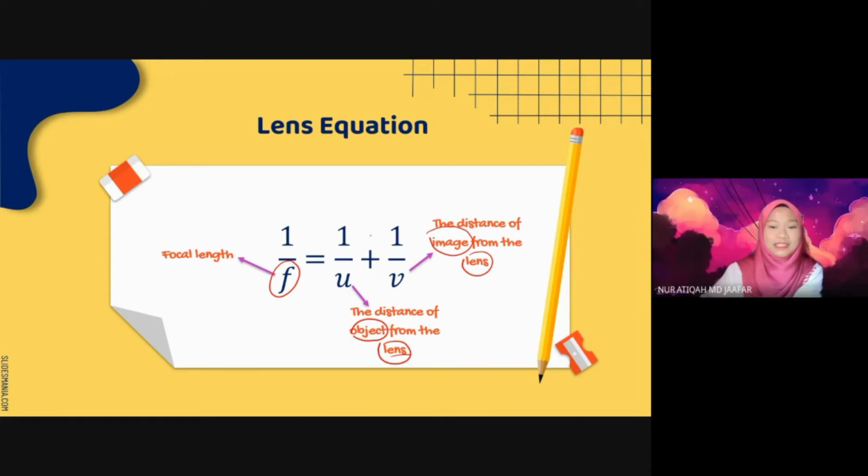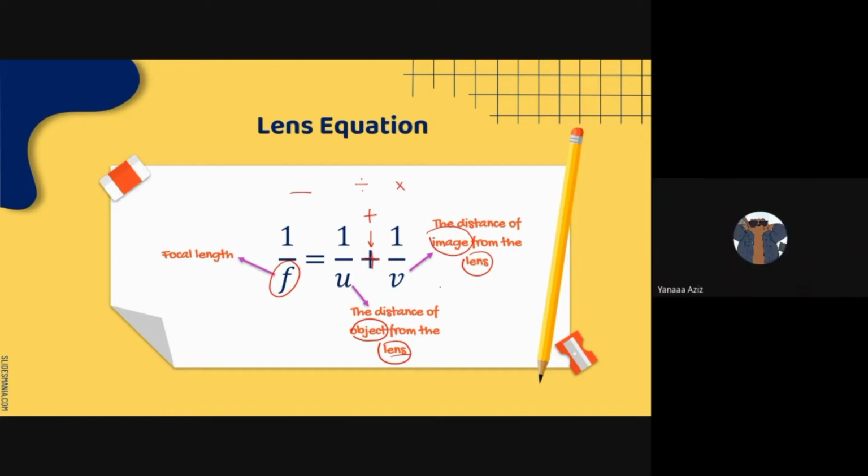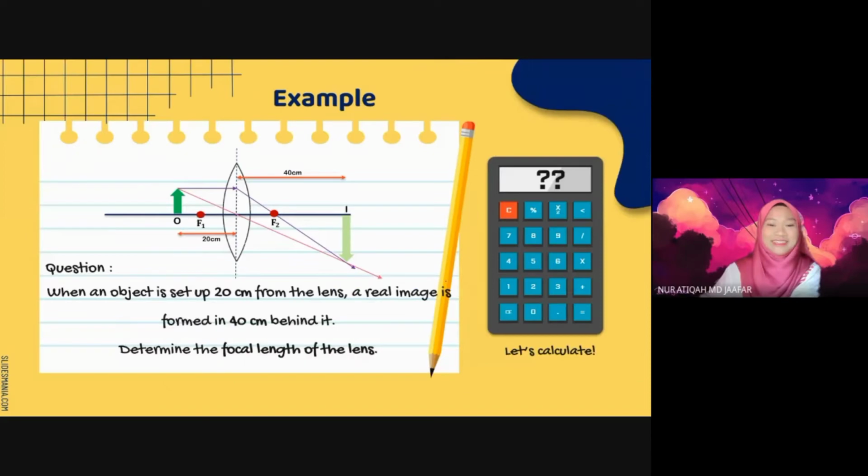And the symbol is plus. Don't write minus or divided or multiply. The symbol is plus. Okay, good. So now let's take a look at one example related to the lens equation.